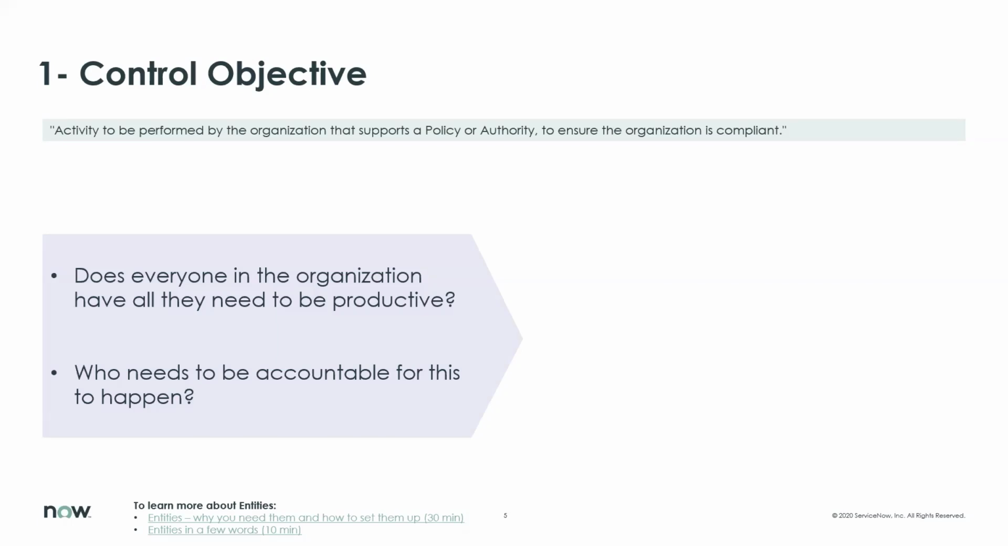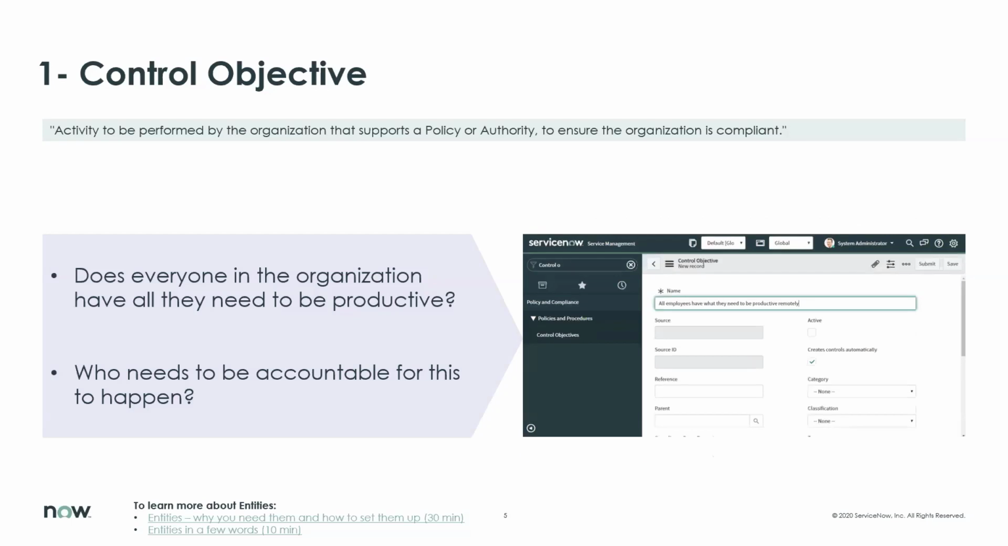If you want some more information on that, there are some other great tutorials out there. But essentially, some control objectives would be: make sure every employee has everything that they need to be productive, right? Do they have the right access? Do they have the right assets?